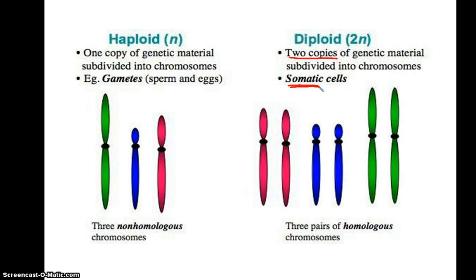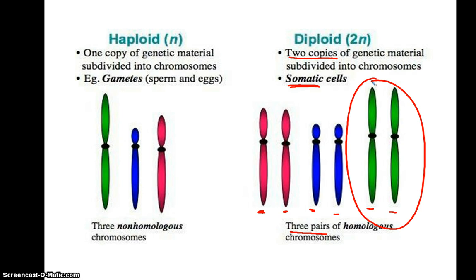So if we look here, we have three pairs of what they call homologous chromosomes. So we've got the red, one would be from mom, one would be from dad. We've got the blue, again, maternal, paternal, and then we've got the green. Now, if we look at just the green ones here, these are called homologous chromosomes because they're going to code for the same genetic information.